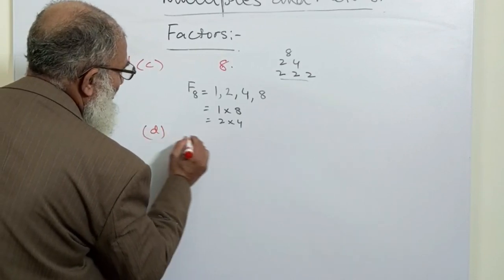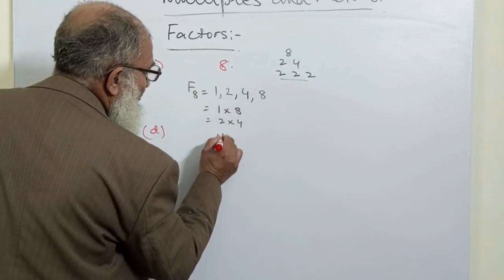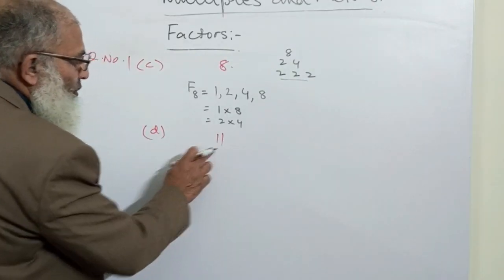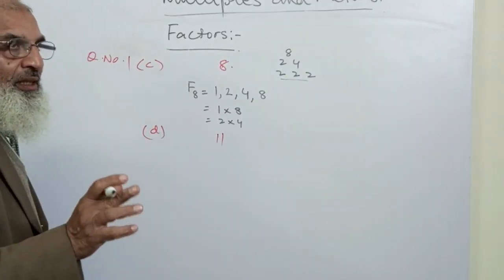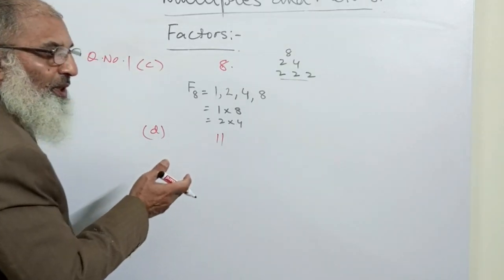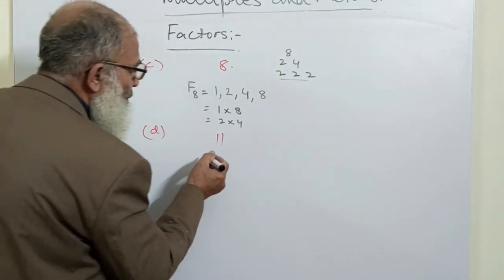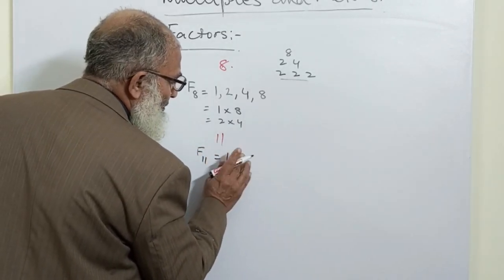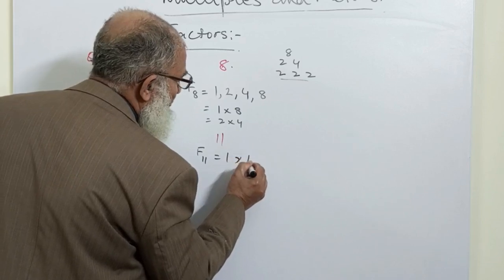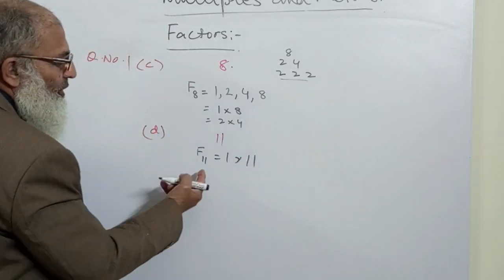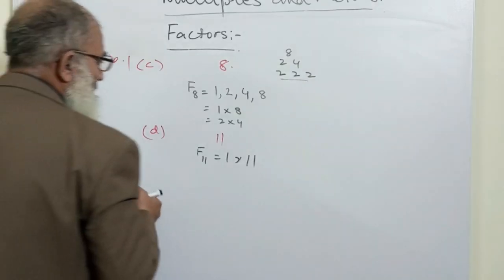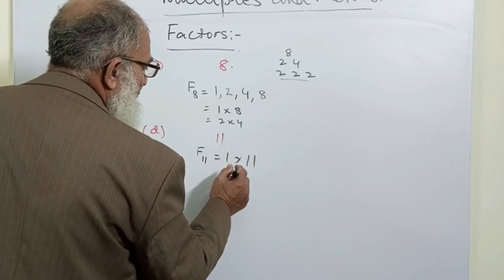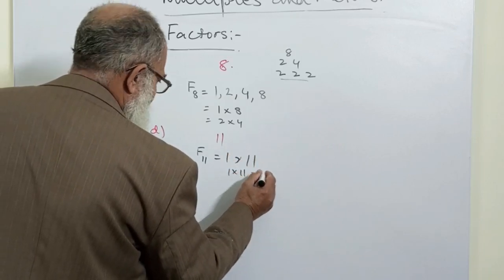B. Find the factors of 11. This is very simple, and you know that 11 is a prime number and it cannot be divisible by any other number. So F11 is 1 and 11. There are only 2 factors of 11. And the pair also: 1 multiplied by 11 is 11.